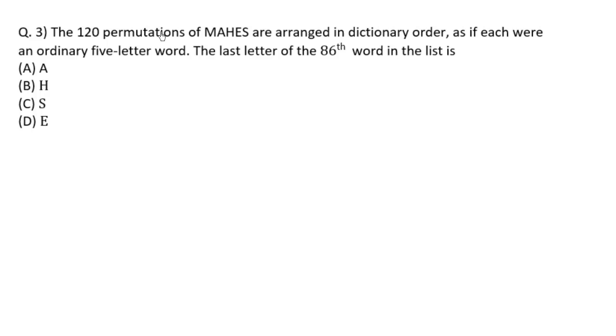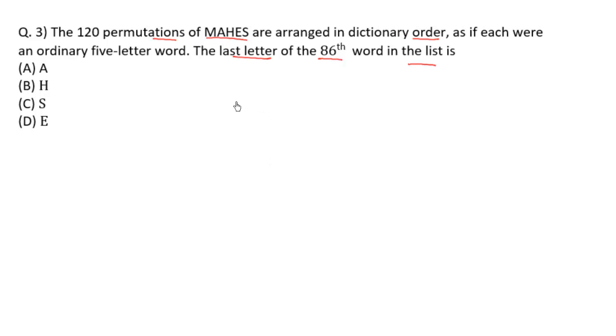Again, this question is very similar to question number 1. Here it says that there are 120 permutations of these 5-letter words and they are arranged in a dictionary, and if each letter is an ordinary 5-letter word, then we need to find the last letter of the 86th word in this list. So we have to find the 86th word and there we'll be finding which letter appears.